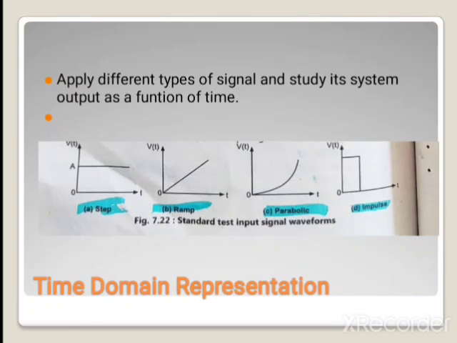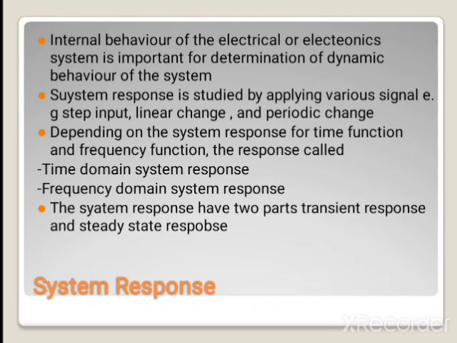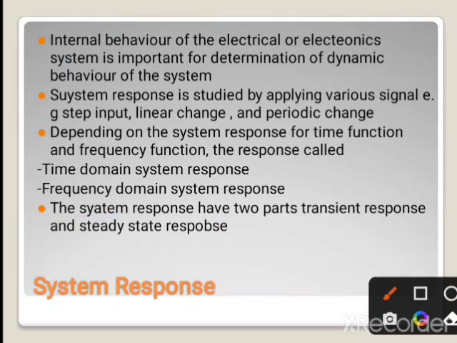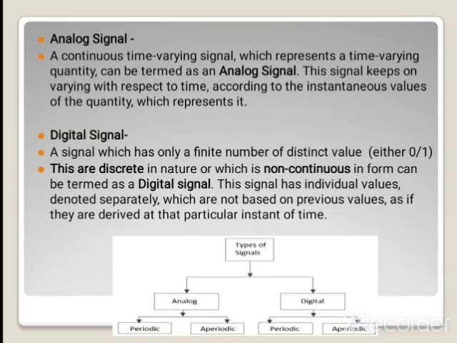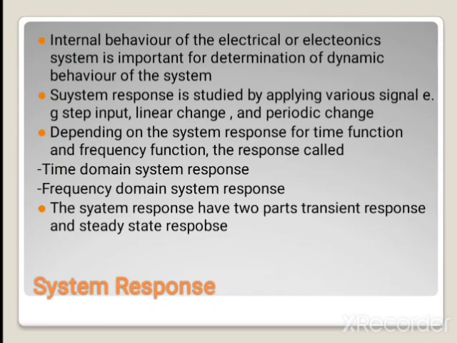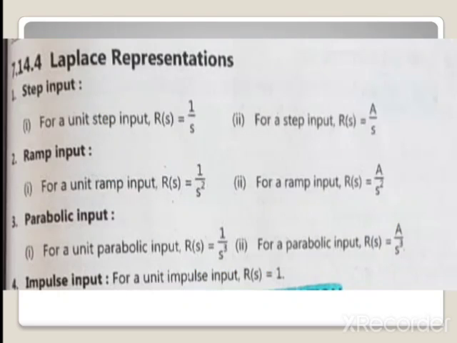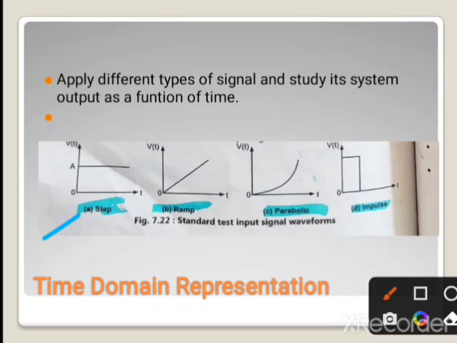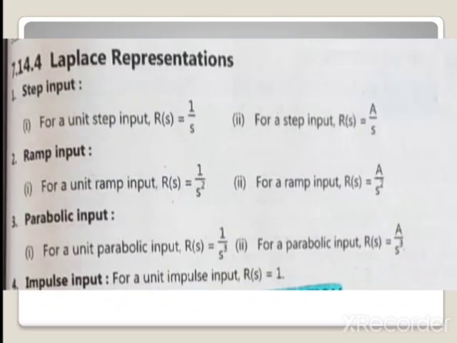So this is nothing but a system response. Now, what is time domain representation? We apply different types of signal and study its system output as a function of time. This is your step input, this is ramp input, this is parabolic, and this is impulse. If we apply these inputs to the system, then what type of output will we get?